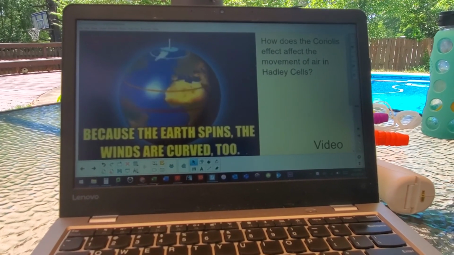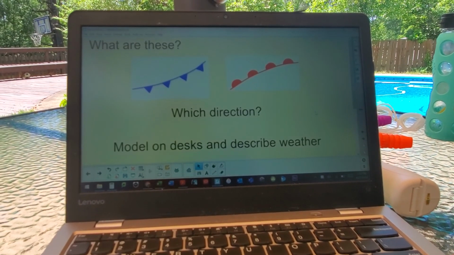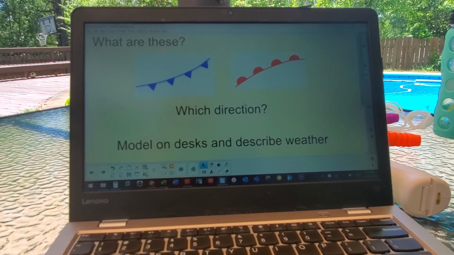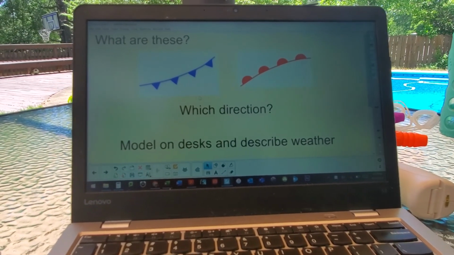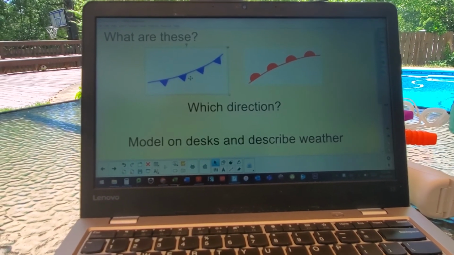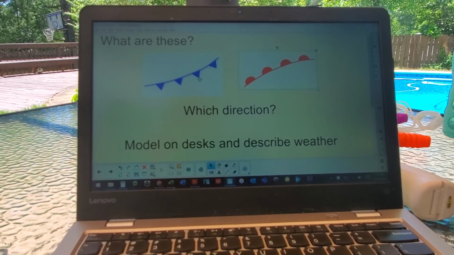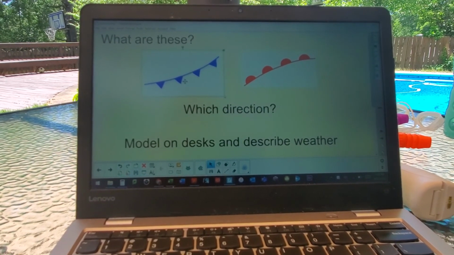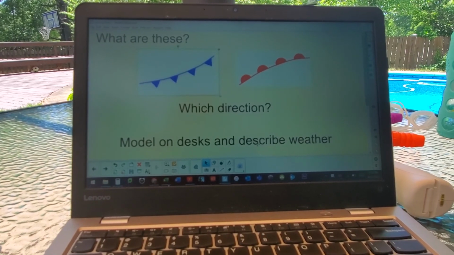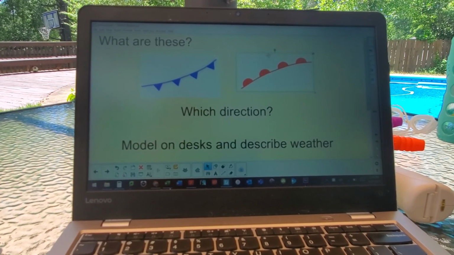Now, Coriolis effect, I'm going to skip because at the end of the day, y'all don't really need to worry about that. That's a tough concept for college. So what are these? Well, here we have our cold front. Here we have our warm front. These cold fronts, you can see the arrows are pointing this direction, so it's going down to the right.